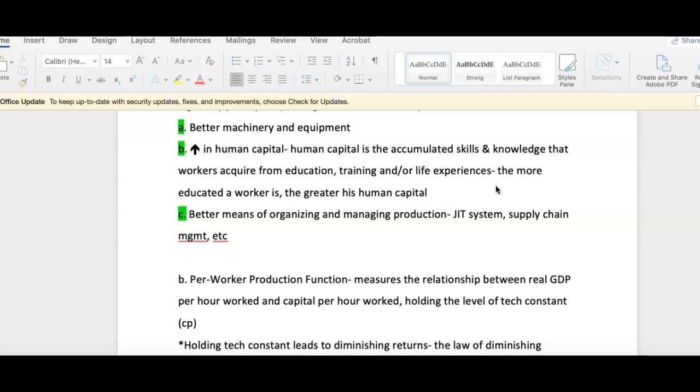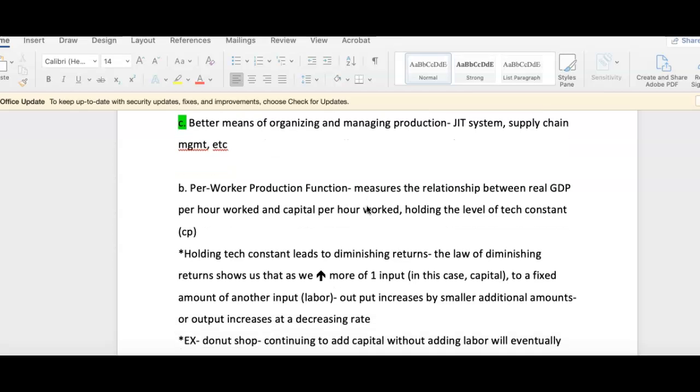So if I were to give each one of you a certain type of training, train you to work on Excel or something like that, that's another type of human capital. So an increase in human capital will also increase our output. And then the last thing is a better means of organizing and managing production. So an example of this is the just-in-time system or supply chain management.